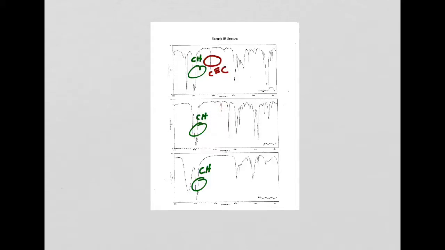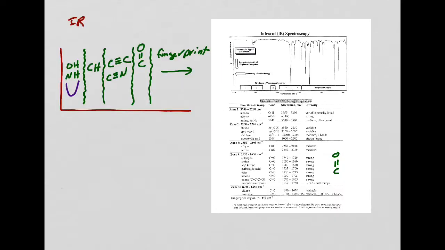Okay. Now, let's look over here. Whoa. This is far left and is broad. What is that? That is going to be my OH. We talked about that OH has a broad peak. It could also be NH. NH is not as broad. Again, we'll get to that to see what NH would look like. So again, far left, I'm looking for OH and NH.